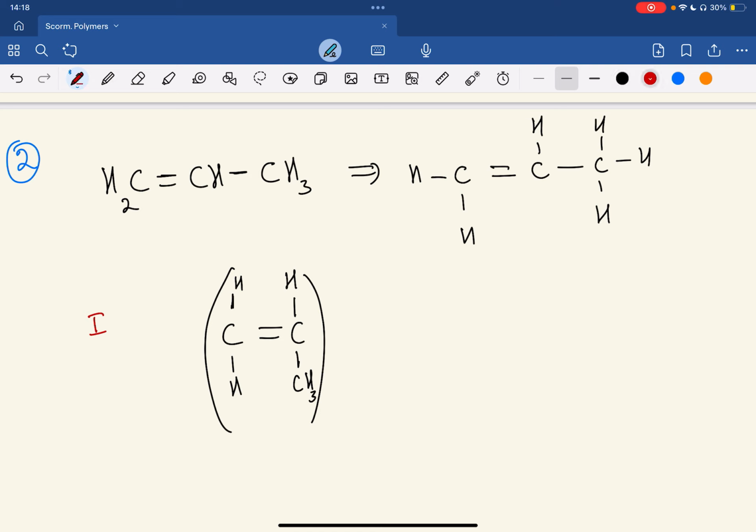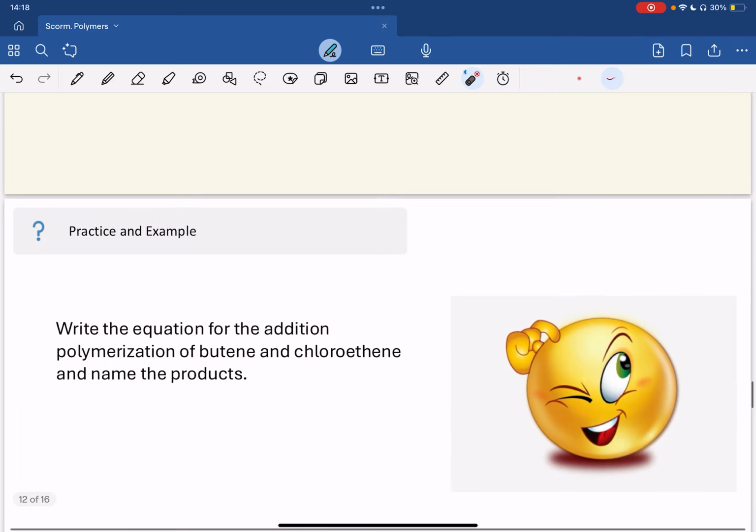What's the next step? We have to break the double bond. So a single bond goes in here and N. So this is a propylene molecule. The name of it will be polypropylene. That's it. Hopefully, you got the idea.